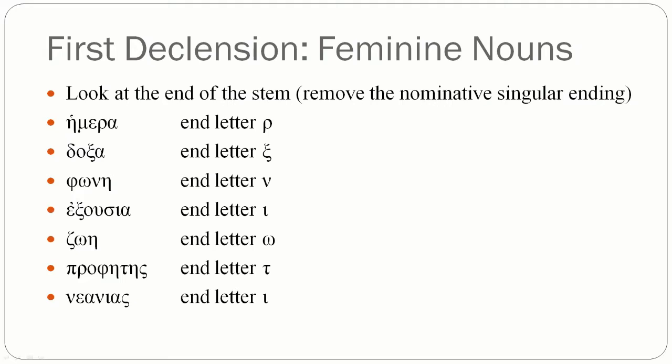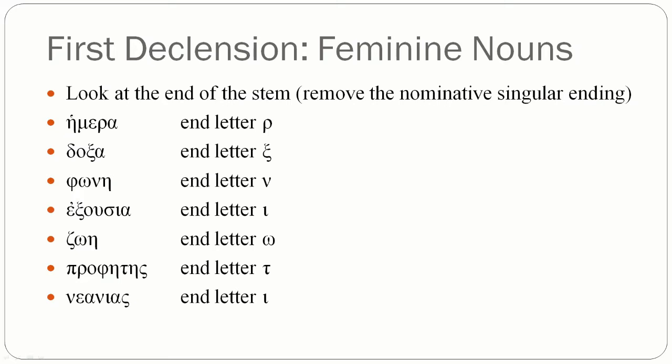So look at hemera, the first word there. Hemera means day, and you drop off the alpha, which is your nominative singular ending, and you're left with the letter rho. Okay, that's the end of the stem. The next word, doxa, again, drop off the alpha, and you're left with the end letter xi. Next word is phone. On this one, there is an eta at the end of the word, but that is the nominative singular ending again. So drop off the eta, and you're left with an end letter of nu.